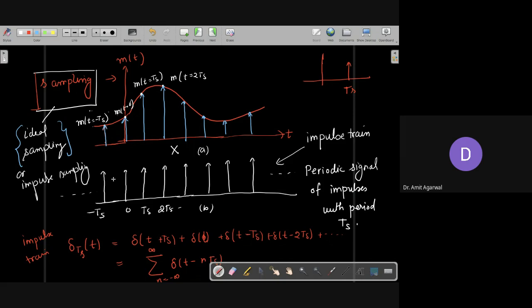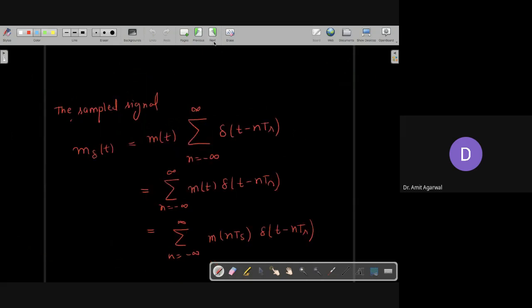And mathematically, how can we write the equation of this impulse train? It is delta(t) plus delta(t minus Ts) plus delta(t minus 2Ts) plus delta(t minus 3Ts), and similarly delta(t plus Ts). So this is the summation of many deltas, and you can write it as the summation of delta(t minus nTs). The sampled signal is the multiplication of your message signal with the impulse train. You multiply them and you get the sampled signal.